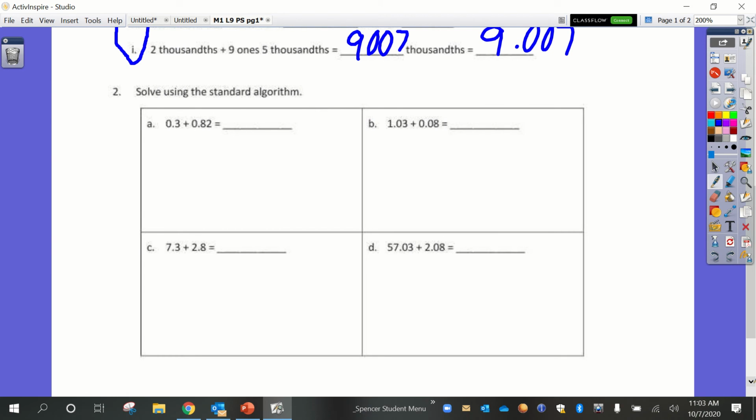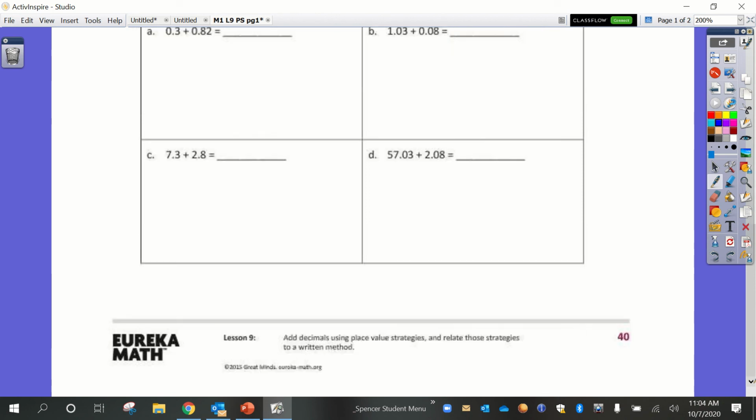But here's standard algorithm practice. So this is where we just stack and add. I'll do A with you, and then I'm going to ask you to pause. You can do B. Then we'll do C together. I'll ask you to pause. I'd like you to try D on your own. So that's how this next section is going to work. And I think there's another part on the next page. We'll see. Next. All right, I can't. It's on the next slide.